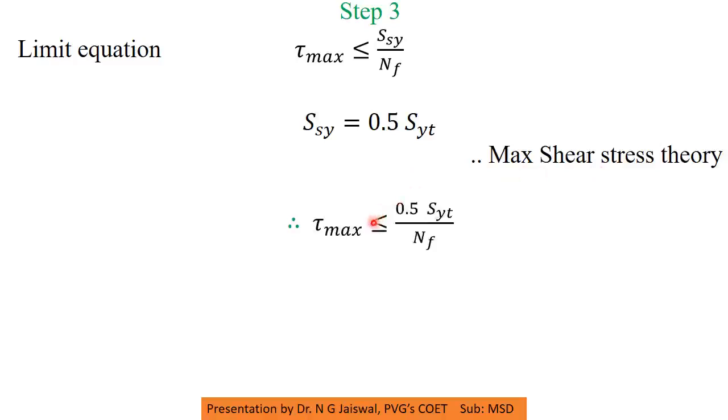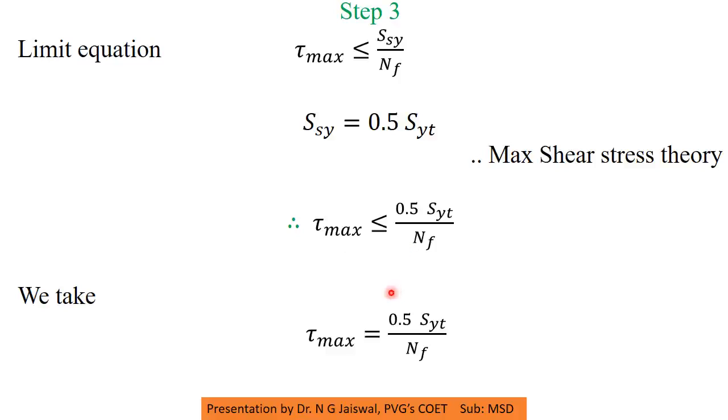Therefore, this tau max is now less than or equal to 0.5 SYT by factor of safety. This is a limit equation. I told you even in an earlier session why this is called a limit equation, because this talks about some limit. Tau max can be as small as possible, but at the most it will be equal to 0.5 SYT by factor of safety. So this talks about a limit. That's why it's a limit equation.